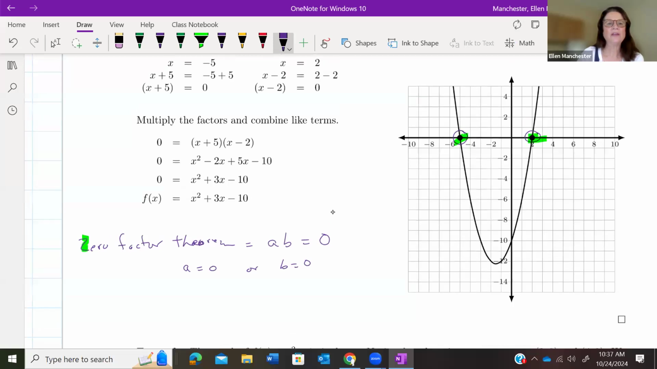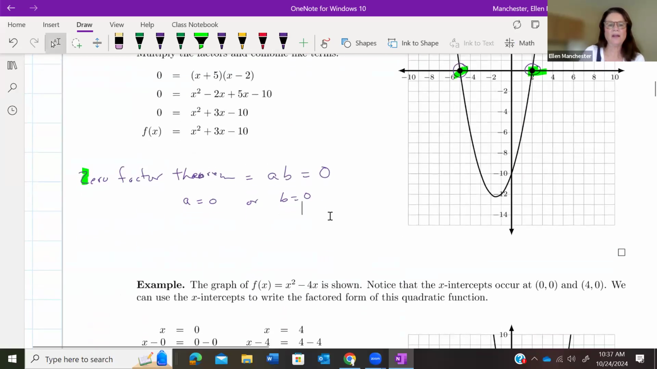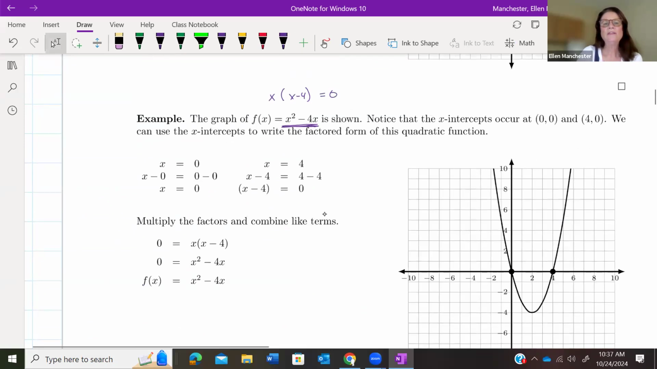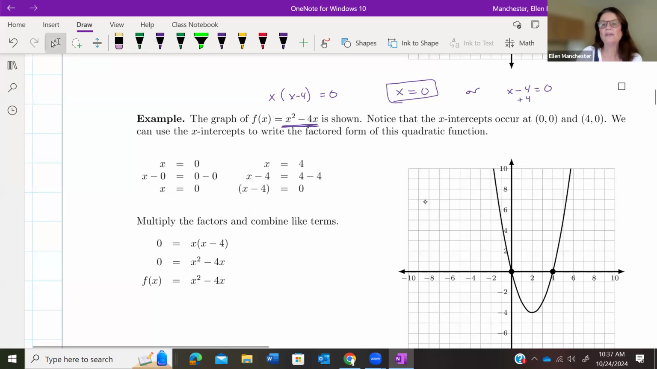Okay, so what that means is when you factor something, let's say we have something like this one. Let's look at this one. So when I factor this, I get x times x minus 4. If I set this to 0, what this means is either x equals 0 or x minus 4 equals 0. All right, well, this is already solved. We already know x can be 0. This one, I just have to solve it. I do my one-step equation. So x equals 4.